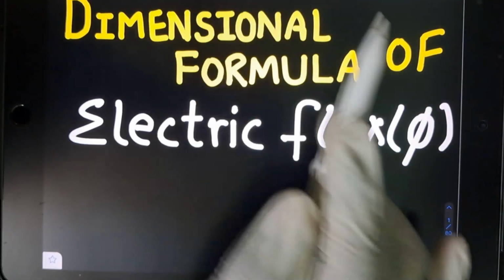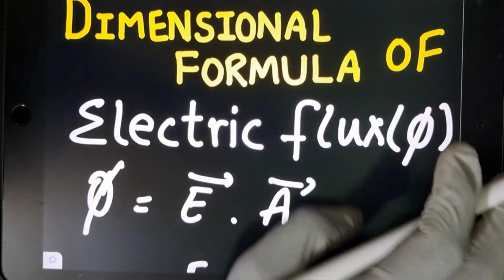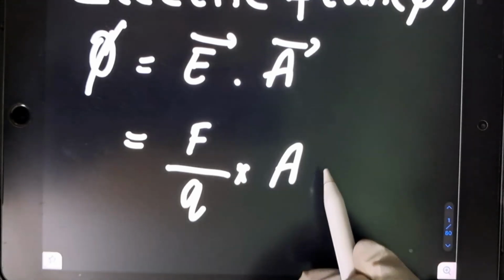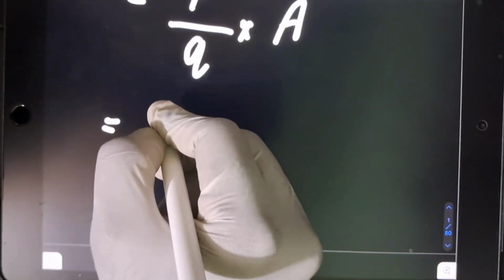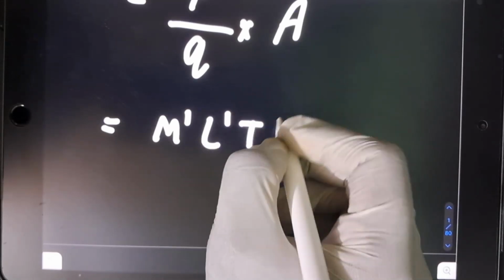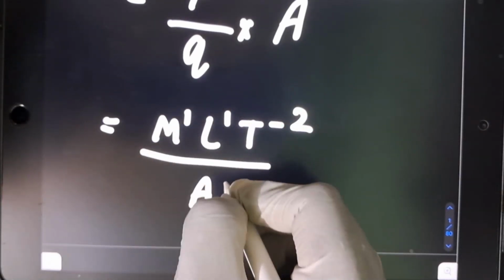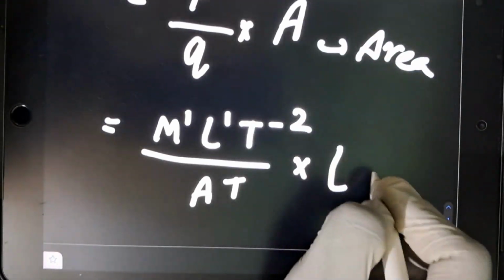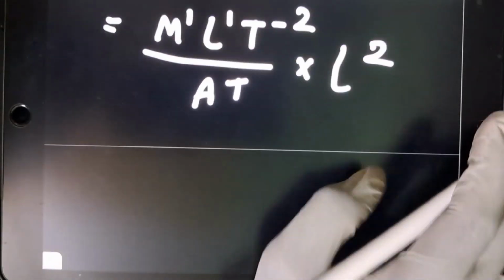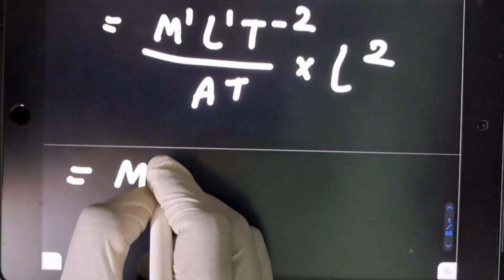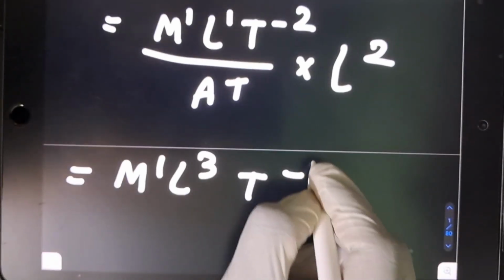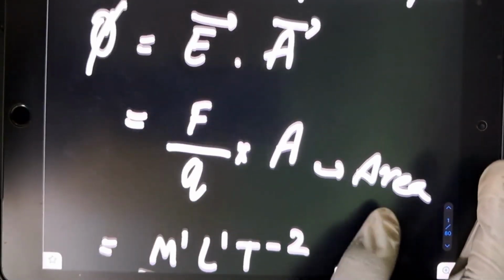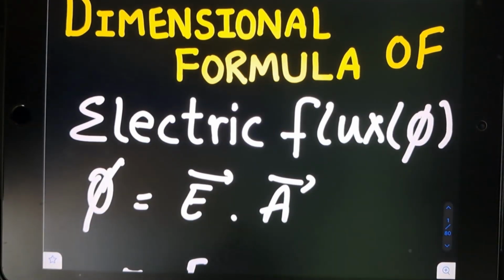To find the dimensional formula of electric flux, represented by phi. Phi is equal to E into A, electric field into area. Electric field is force by charge, into area. Here force is M^1 L^1 T^-2 and charge is current into time, A into T. Here A represents area, it is L^2. So we get M^1 L^3 T^-3 A^-1, the dimensional formula of electric flux. Phi is equal to EA.